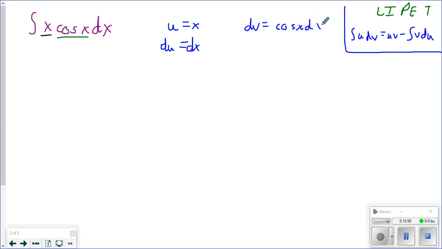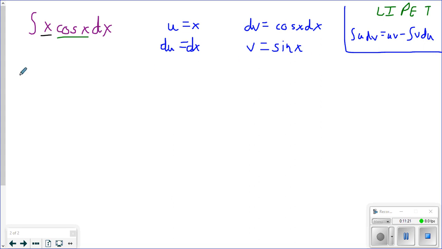That's dv. Now you can see over here, to solve for this integral, we need v. So I have to anti-differentiate cosine of x dx. Usually it's going to be something that's relatively easy to anti-differentiate, which is sine of x. We don't have to worry about the plus c here, but if you're thinking about that, good for you.